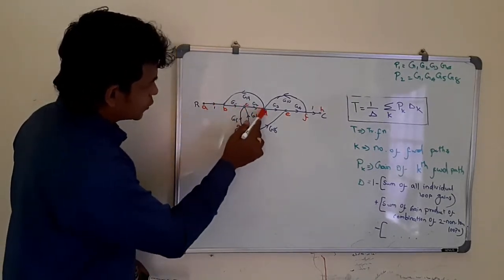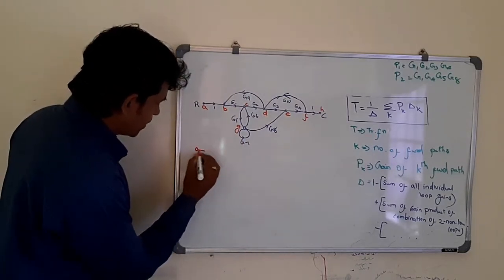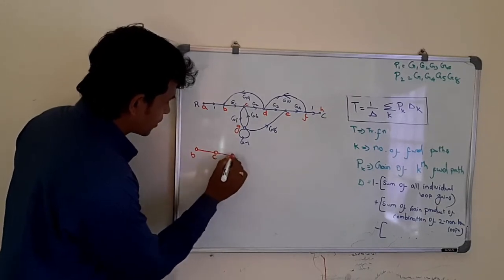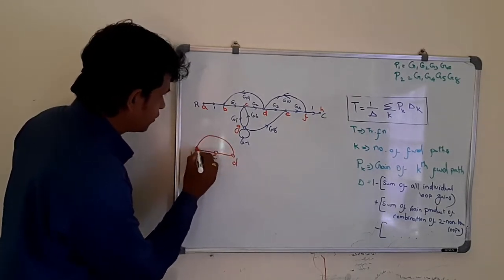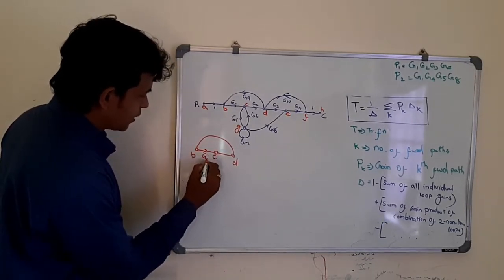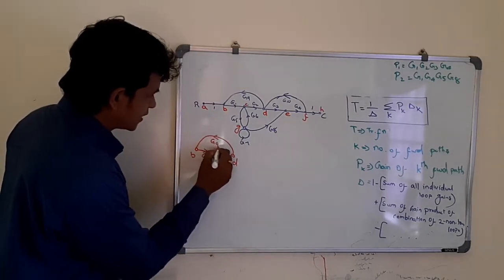From B to C, C to D, and again D to B. This is one closed path: from B to node C, to node D, and from node D to node B again. So this is one closed path. The gain here is G1, here the gain is G2, here the gain is G9.